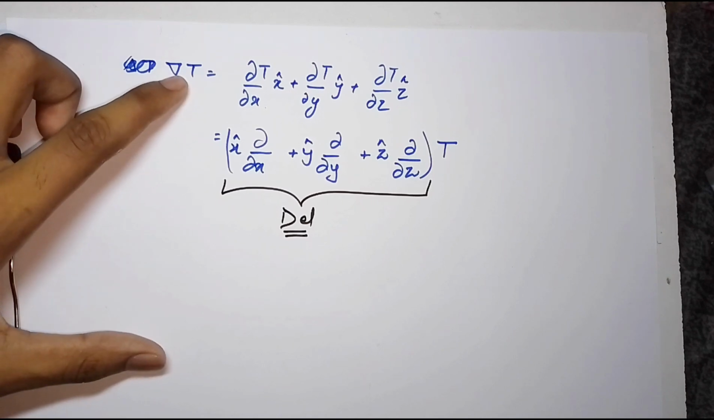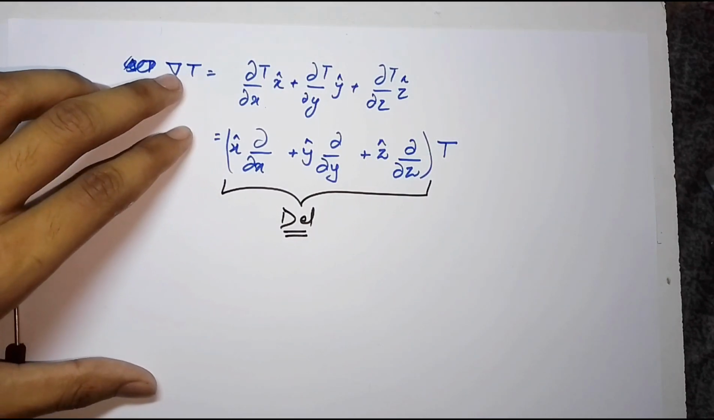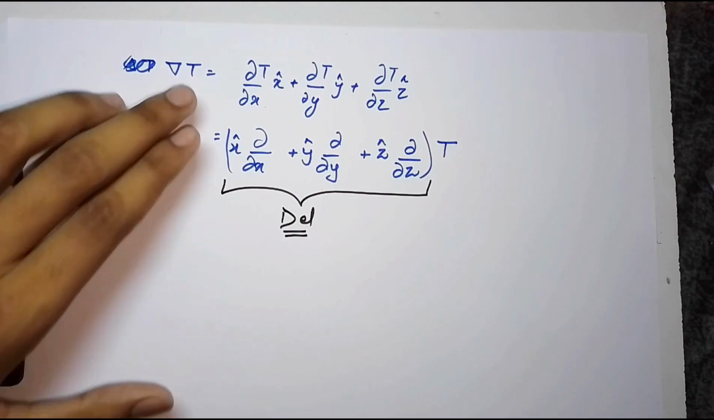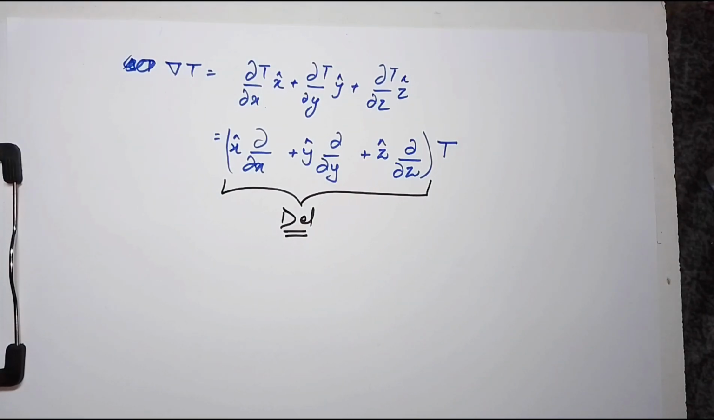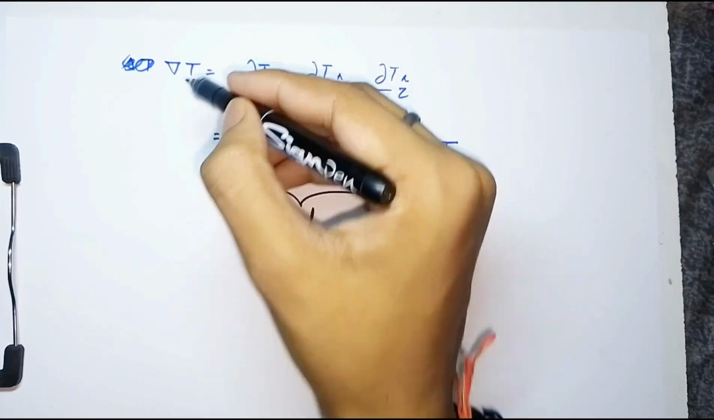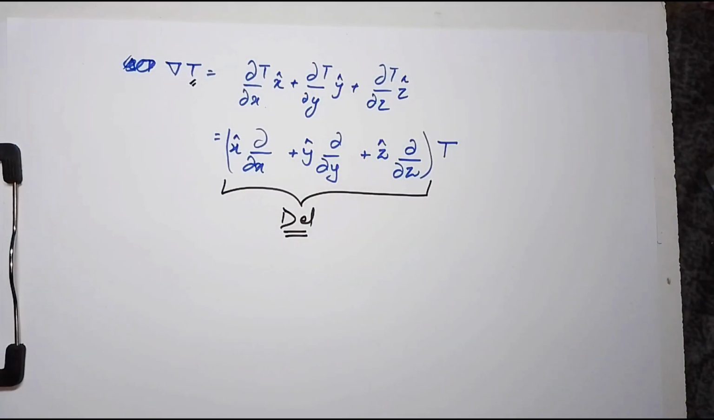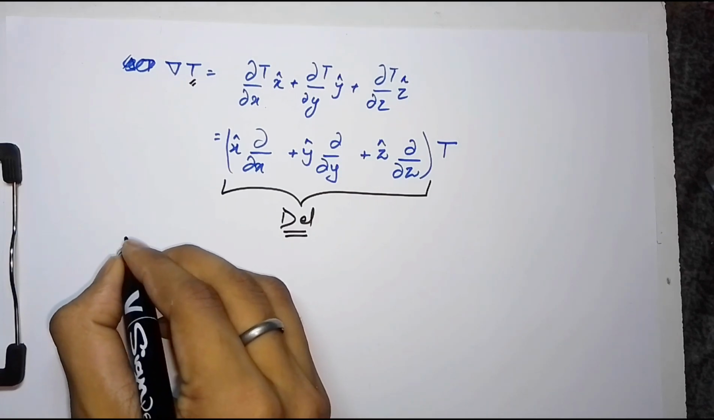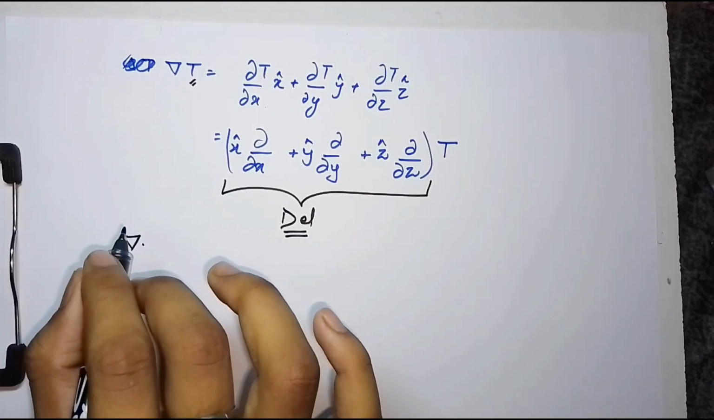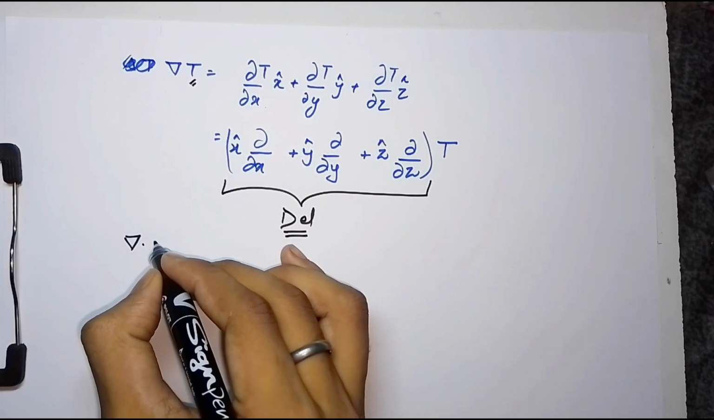Like t was a scalar function, and when we took the product of the del vector and this scalar, what did we get? We got the direction in which the maximum increase of function t will happen. Now there are three ways in which we can use the del operator. The first was with the scalar function, like in this way. The second way is taking its dot product with some vector function, let it be v.